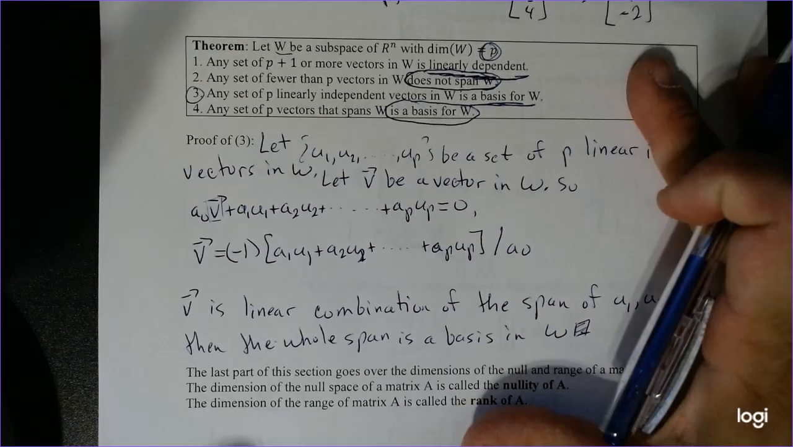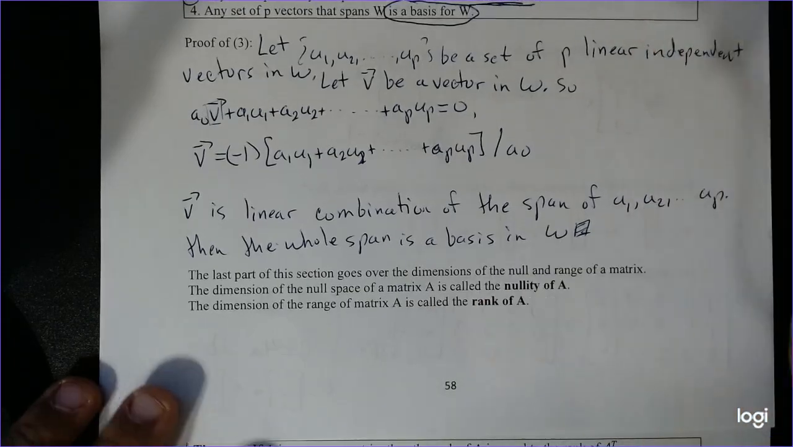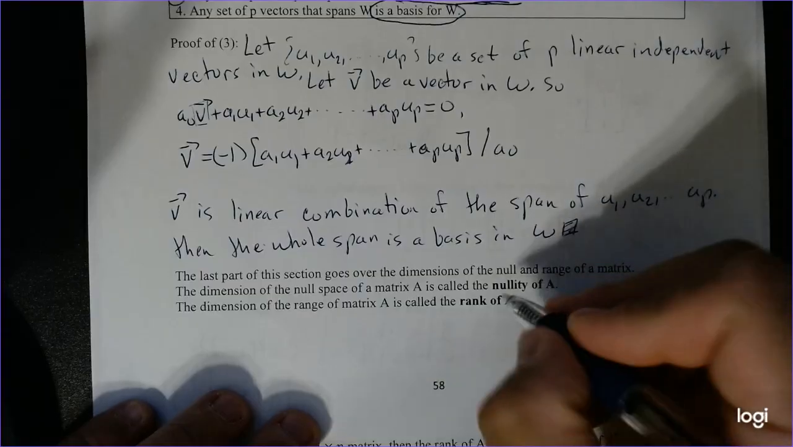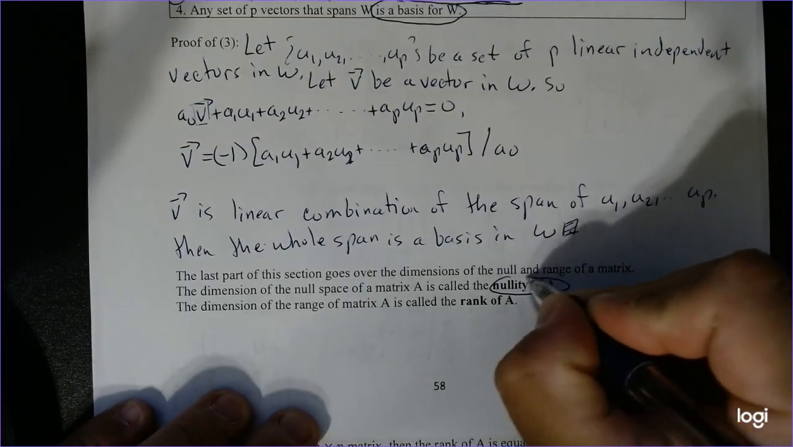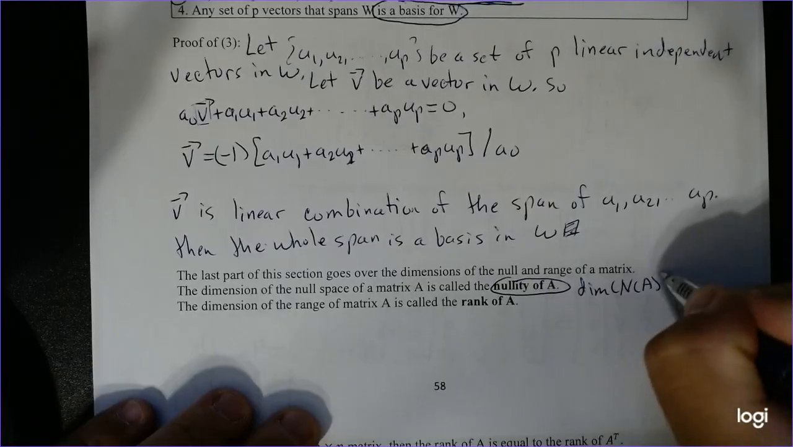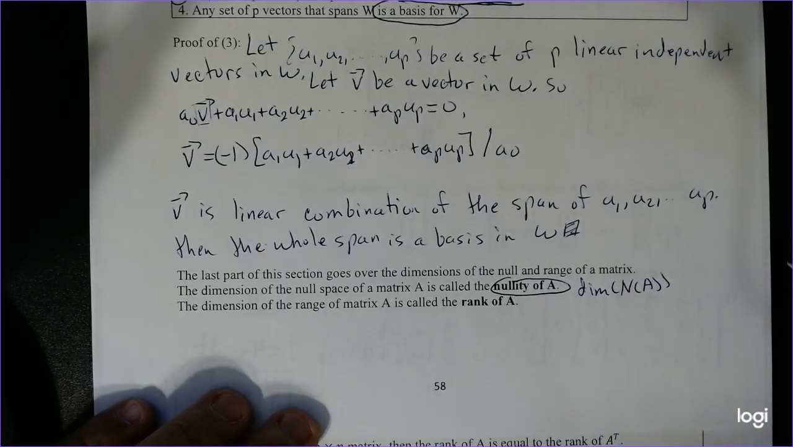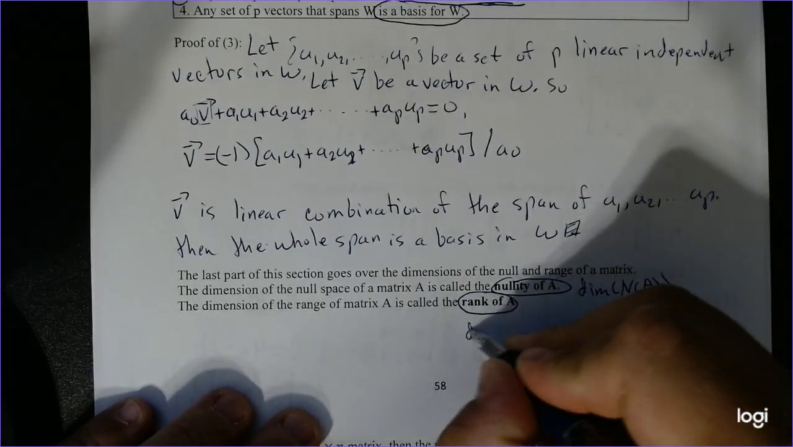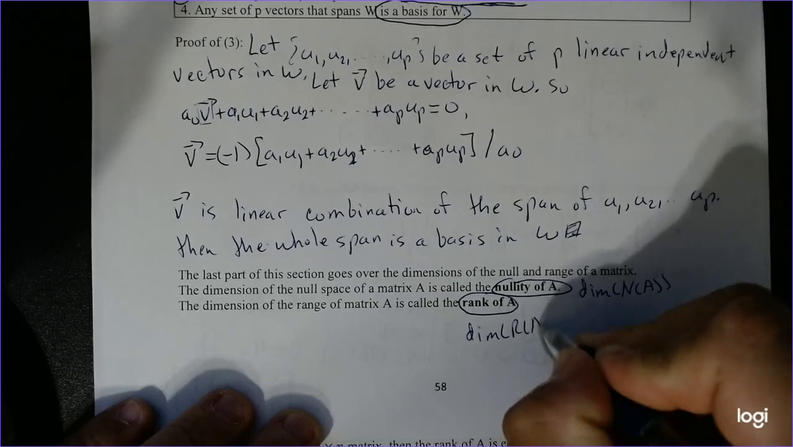All right, so now that we know dimensions and the definitions of dimensions, we can write a couple more things based on what we have. So the last part goes on to dimensions of the null space and the range of the matrix. The dimension of the null space of A is called the nullity of A. And the dimension of the range of matrix A is called the rank of A. So the rank of A is the dimension of the range of A.